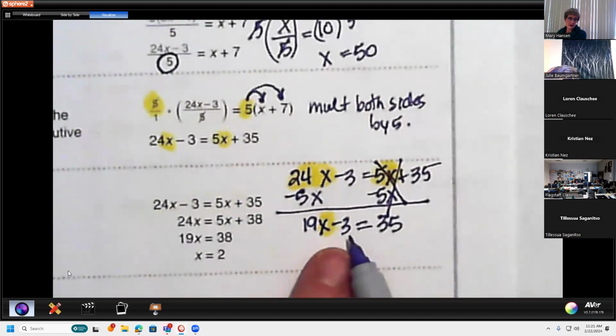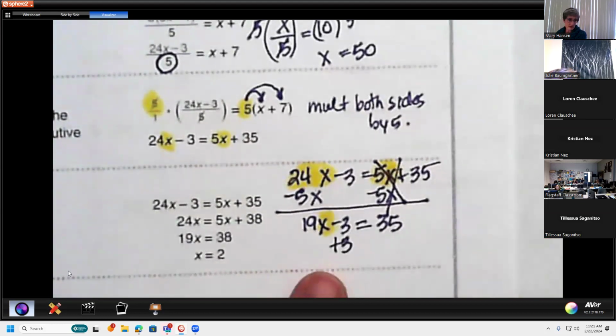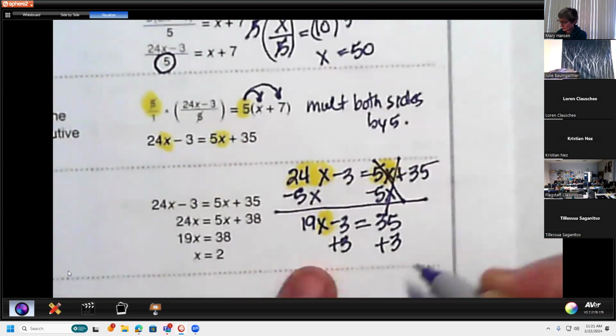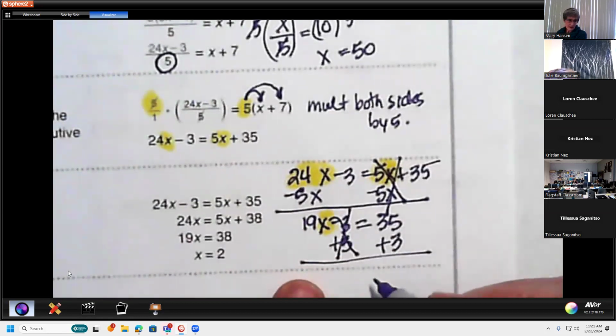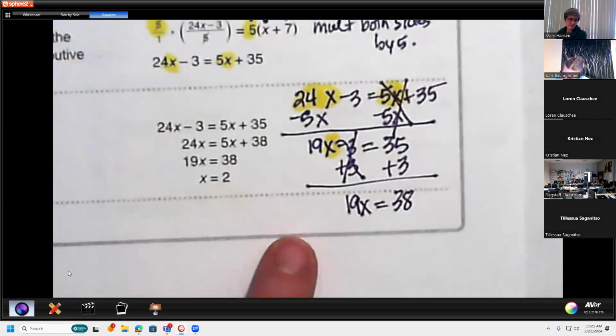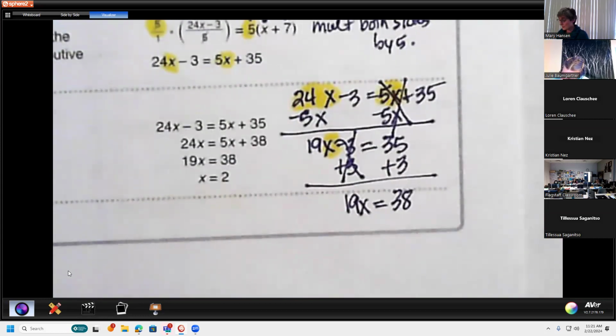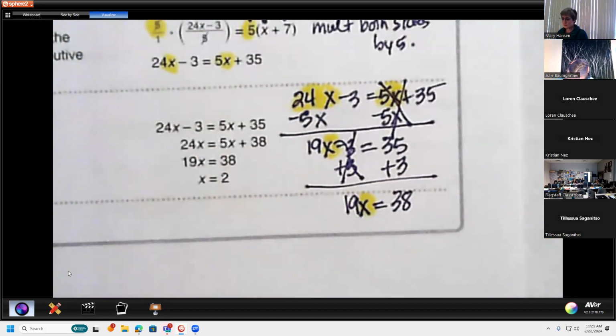I do not want to divide everything by 19 because that will make really yucky fractions. But I can get rid of the 3 by adding 3 to both sides. That makes 0, so 19x is left on the left, and 38 is left on the right. Now I have a one-step equation. Hopefully by the time we're getting to the two-step equation, you're going, okay, I can handle this.